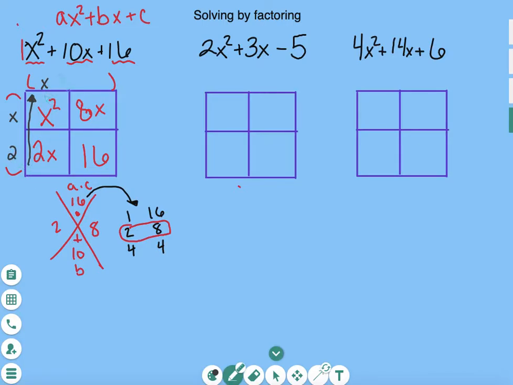Now that I've got this side filled in, I can find that final remaining spot. x times what would give us our 8x? That would have to be 8. Then just to check my math, I always check the 2 and the 8 to make sure that they make this bottom corner box of 16, which they do. So my factors are x plus 2 and x plus 8. Now to solve, it's whatever makes each parenthesis work out to 0. In this case, x is negative 2, because negative 2 plus 2 would be 0, and negative 8, because negative 8 plus 8 would be 0.